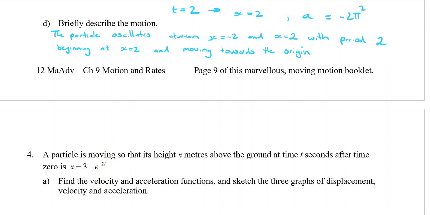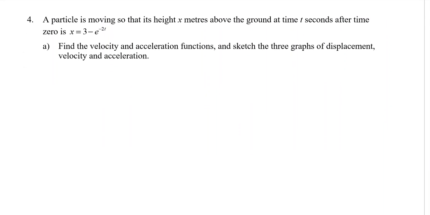All right, question 4. A particle is moving so that its height, x meters above the ground at time t seconds, is given by x equals 3 minus e to the negative 2t. So here comes the exponential now. Find the velocity and acceleration of the functions and sketch the 3 graphs, just like last time, but with an exponential. It's just remembering all the stuff we've learnt, right? It's revision class, really.